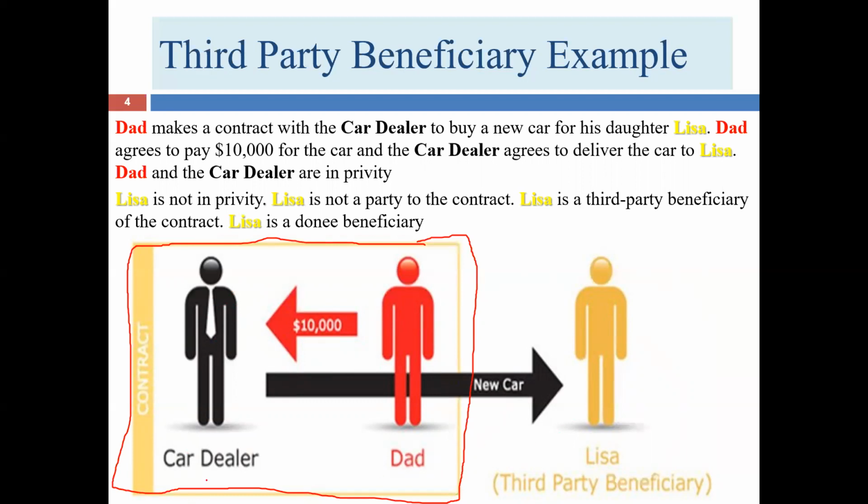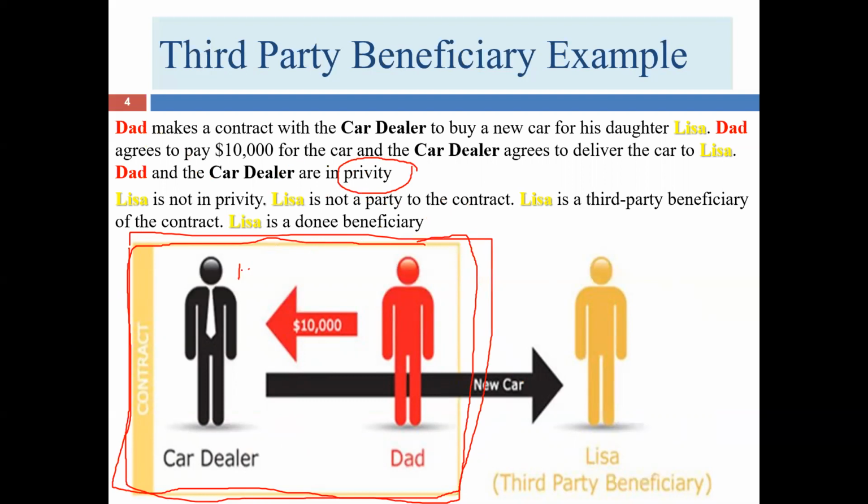Now, in some sense, the car dealer doesn't really care whether he gives the keys to the car to dad or whether he gives the keys to the car to Lisa. I mean, the car dealership is going to be one car short or have one car less in its inventory either way. So because this is the contract that's entered into, Lisa isn't involved in it. We might even call Lisa a stranger to the contract. We would say that dad and the car dealership are in privity with each other. But we would say that Lisa is not in privity because she's not a party to the contract.